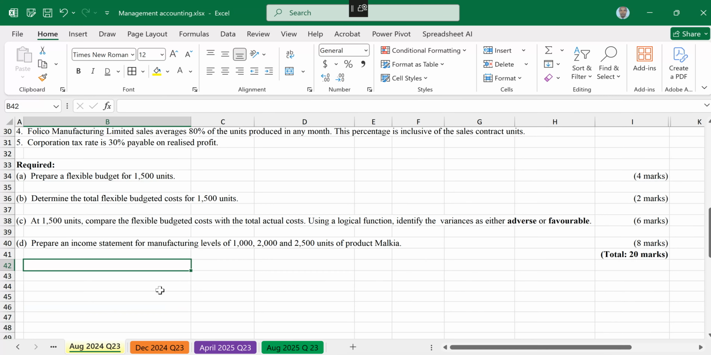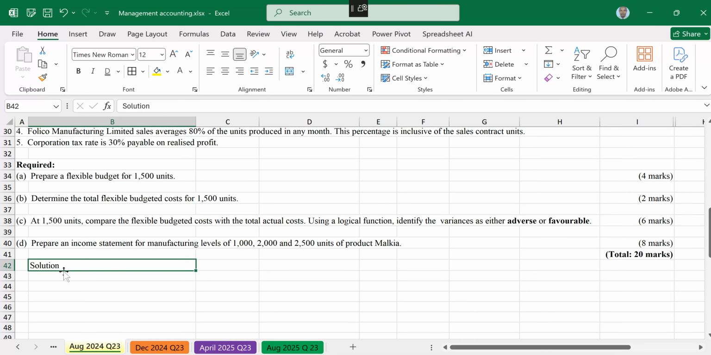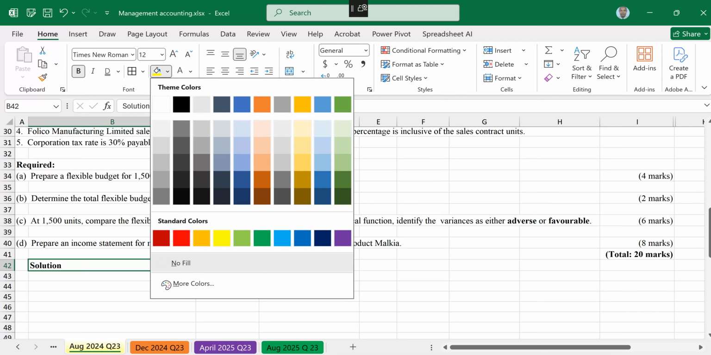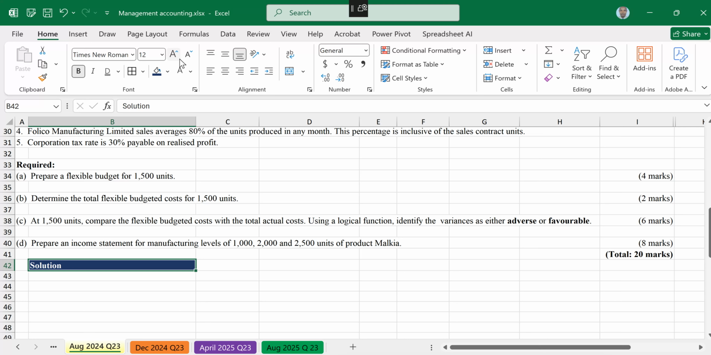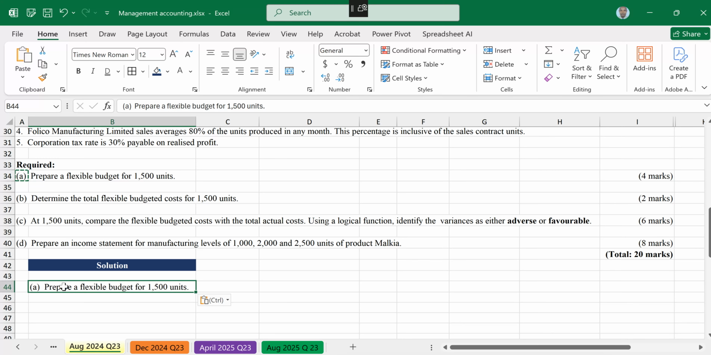So, solution. So we want to finish our solution. Do our solution here. So, solution. The first part is this, Control C, Control V. Prepare a flexible budget for 1,500 units.